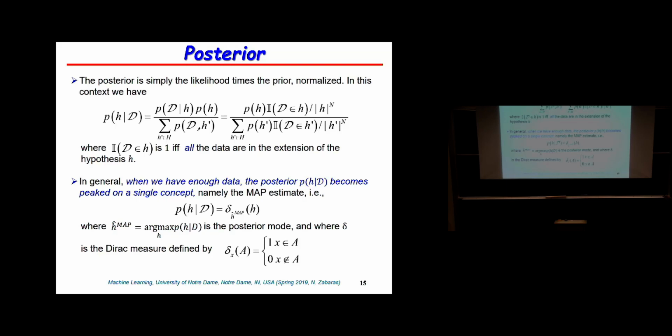This indicator function says that all the data points have to be positive data points. They have to belong to the concept H, because if they don't, then the probability is 0. There's no point in writing this equation if the point is outside that concept. The probability would be 0. So we just want to emphasize this. And this is the likelihood, 1 over the size of H to the power n.